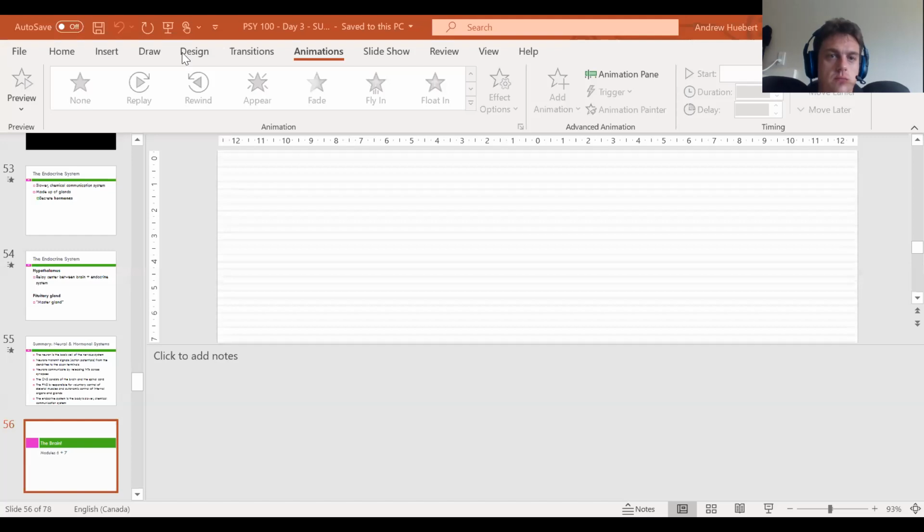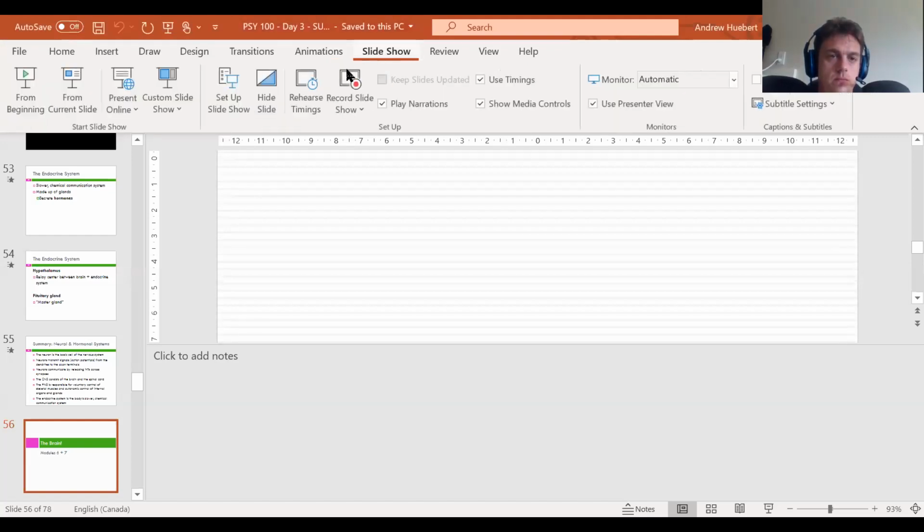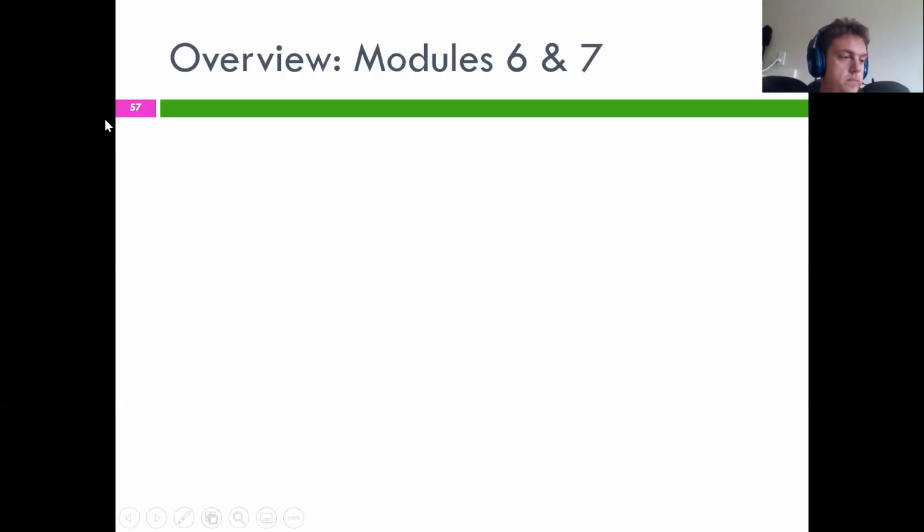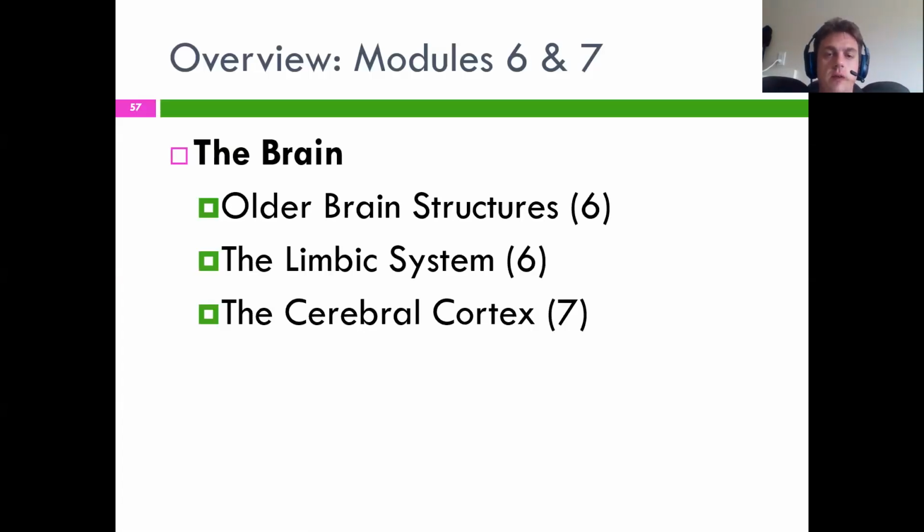So let's move on to the actual brain itself. One thing with the brain is that you can break it up into three smaller areas. You have what's referred to as the older brain structures, the limbic system, and the cerebral cortex. Each of these different areas corresponds to a period of evolution.